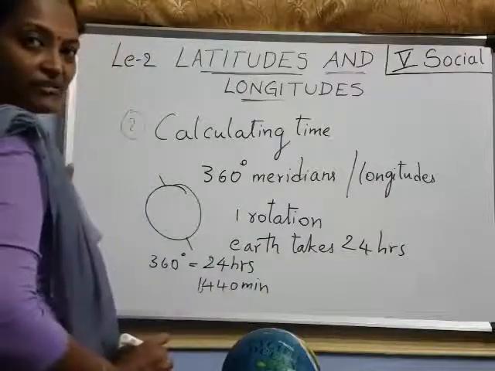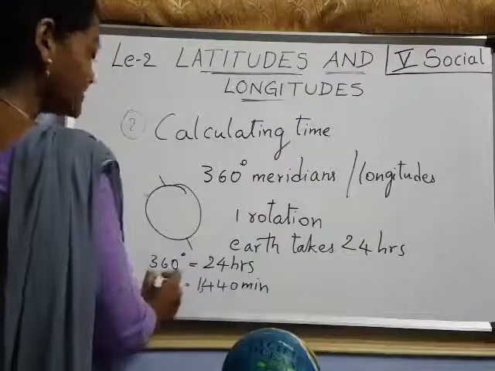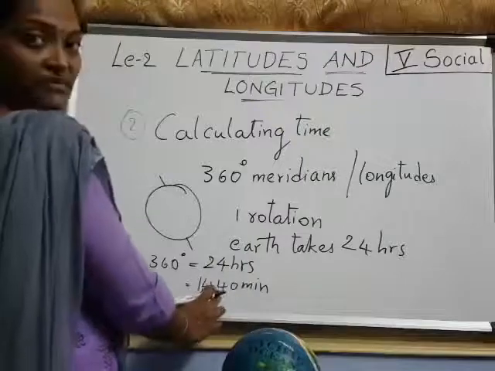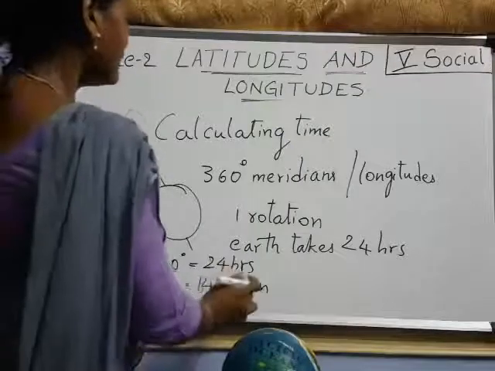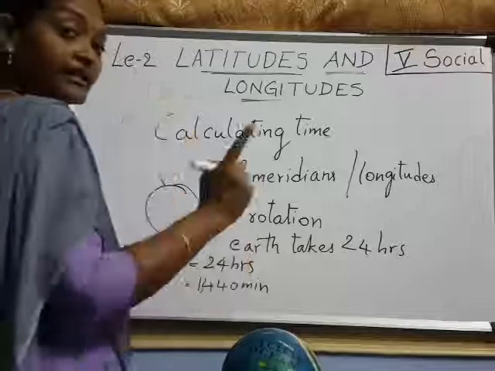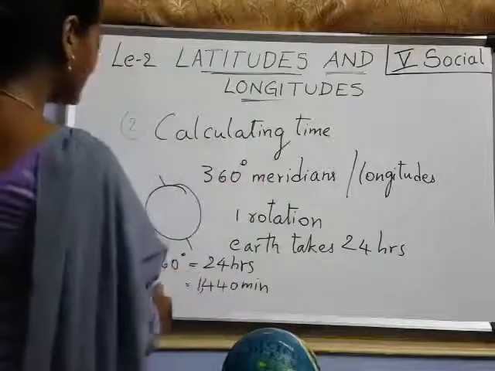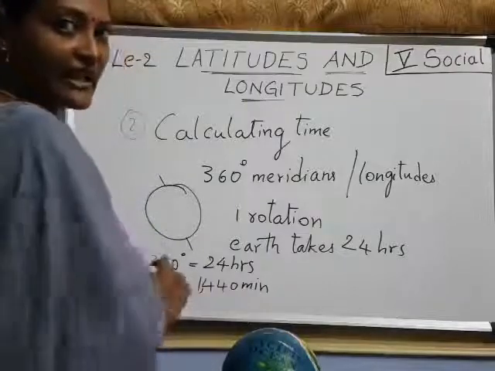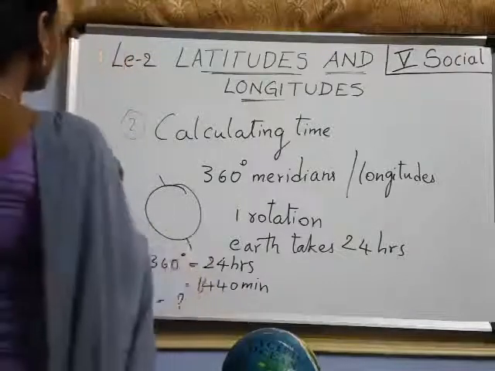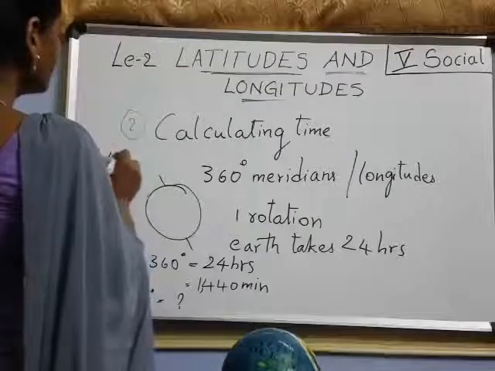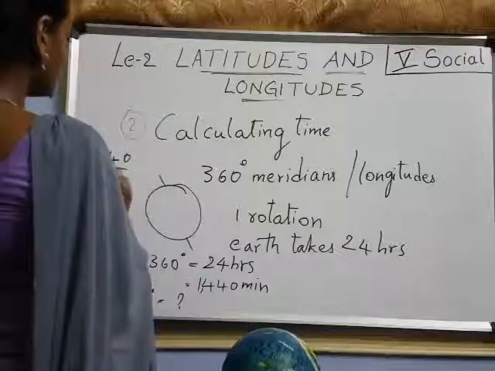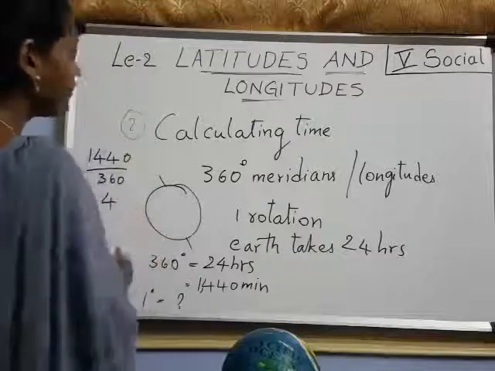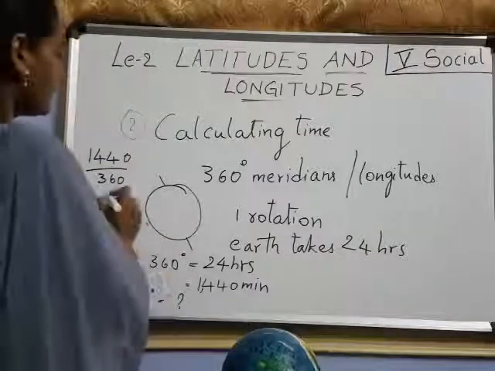1440 minutes. So, for 360 degrees, these many minutes we took. Then, for 1 degree, how many minutes does the earth take? Okay, we can calculate now. How can we calculate? Tell me, children. If you divide this by 360, then you will get the answer 4. That means 4 minutes.